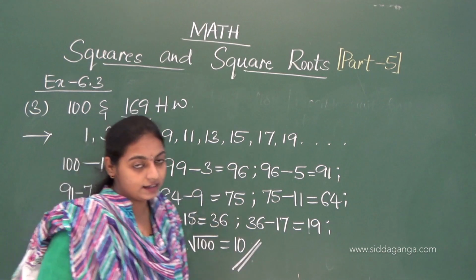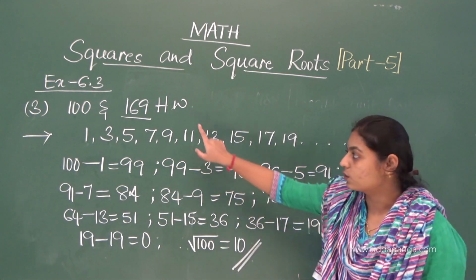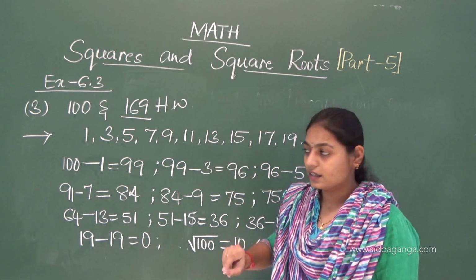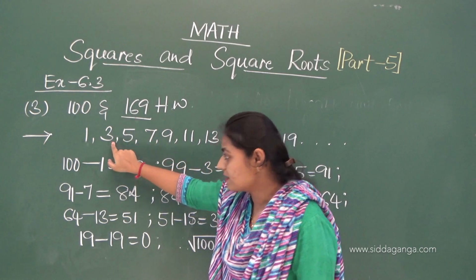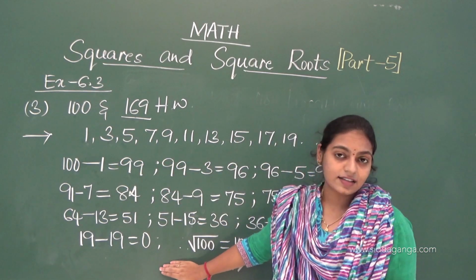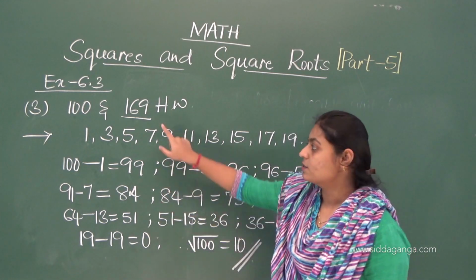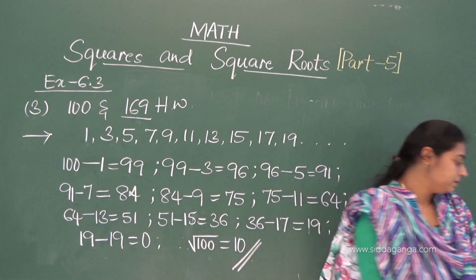Similarly, for 169, keep going and in the 13th step you get 0. So, root 169 is equal to 13. 169 minus 1, next answer 168 minus 3, repeat the steps like this. So in the 13th step you get the answer 0. So root of 169 is equal to 13.